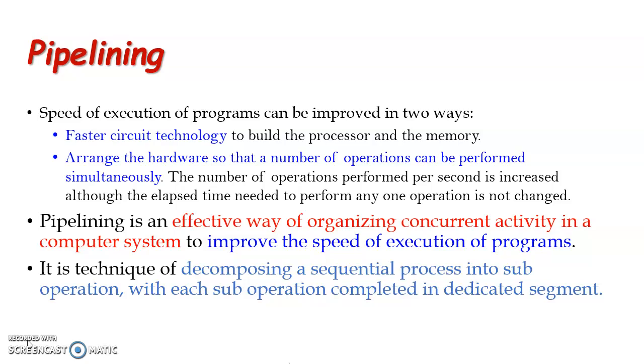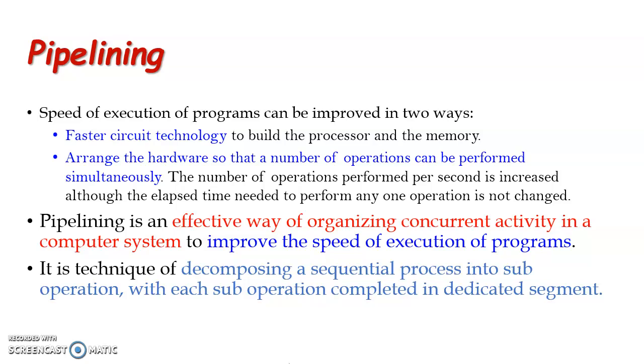To improve the performance of a CPU, we mainly have two options. First one, improve the hardware by introducing faster circuitry. Second one, arrange the hardware such that more than one instruction can be executed simultaneously. Since there is a limit on the speed of hardware and the cost of faster circuits is very high, we have to adopt the second option. That is, there should be a system that can arrange the hardware so that a number of operations can be performed simultaneously. Here comes the point, pipelining.